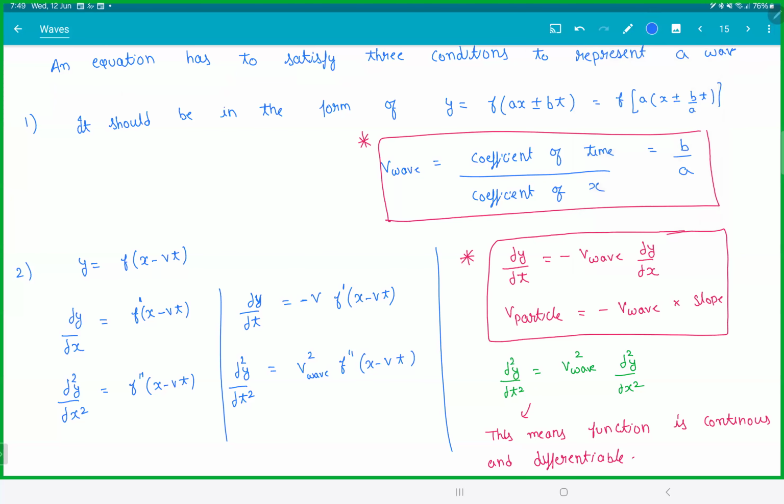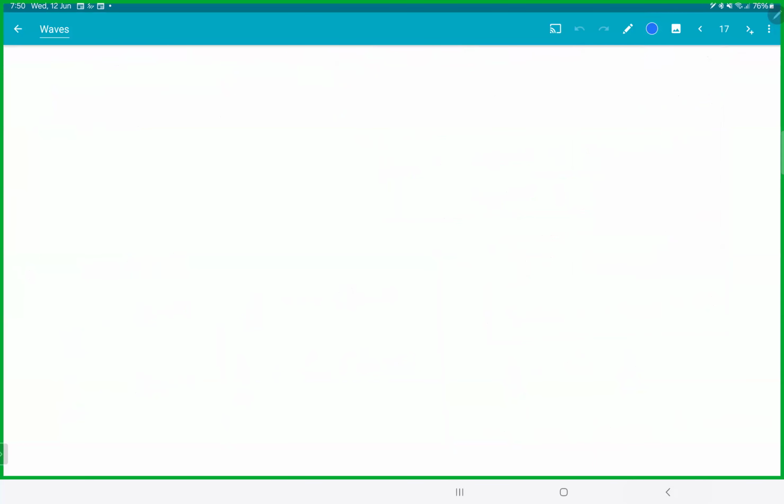Let me give you a question. I'll give you some functions. You have to tell me which one is a wave, which one is not a wave. And if it is not a wave, which condition didn't satisfy? So the first question.